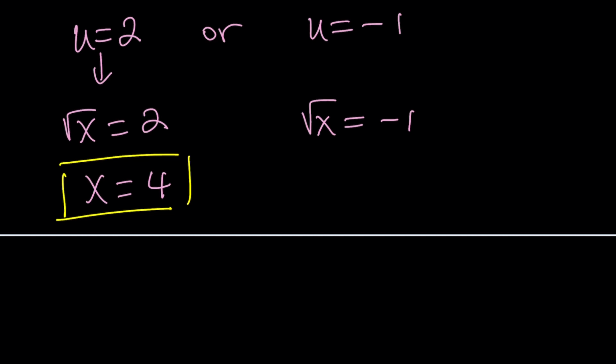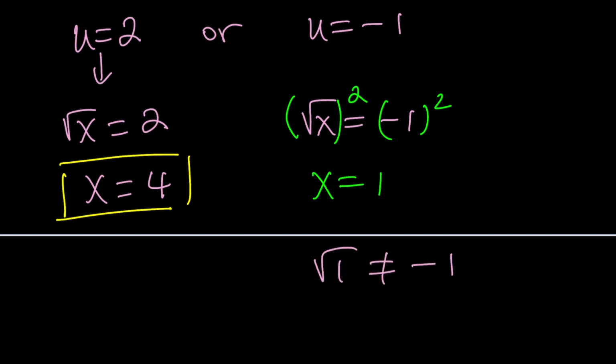Uh-oh. Does this equation have any solutions at all? I mean, I can square both sides, right? And that gives me x equals 1. The problem is, when I plug it in, does it work? I don't think so, because the square root of 1 does not equal -1 as far as I know. If you live in the real world, that's not going to work because we know that square root of 1 is equal to 1. So this equation seems to have no solution, at least in the real world.